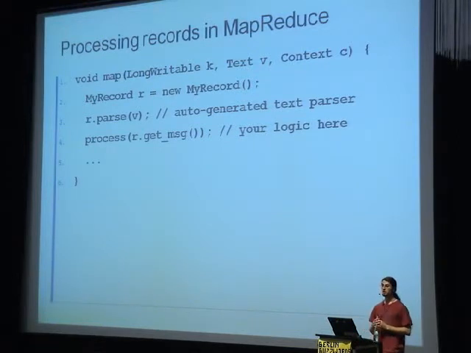Assume that the myRecord type was an automatically generated class provided by Sqoop. You instantiate a new copy of myRecord, and then we say just r.parse(V). This will take the text file, split it on the delimiters that you chose when you performed the import, and convert each of the columns into the appropriate data type. Then you can call your own processing method on just the fields of interest. For example, if we had that message ID and message columns, here we just say getMessage, and we could extract the particular column that we care about for this pipeline.